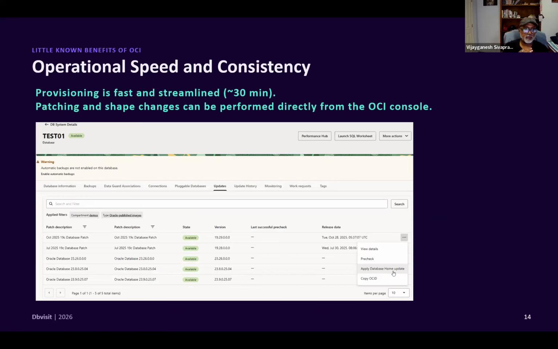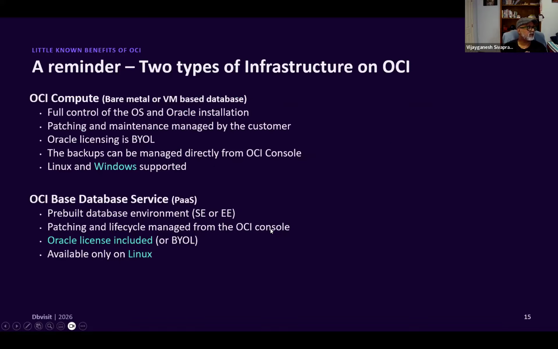When it comes to provisioning, it hardly takes 30 minutes to provision your OCI DBCS environment. And patching and changing the shape of the environment, that is increasing your resources, can be easily done directly from your OCI console. Patching, backups, everything can be configured directly from your OCI console itself. That is one of the advantages within OCI, so that everything can be taken care of within the console itself.